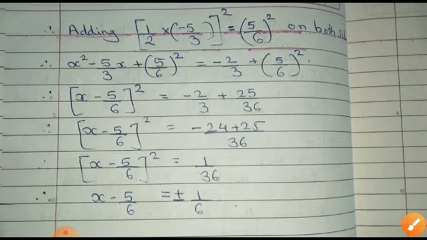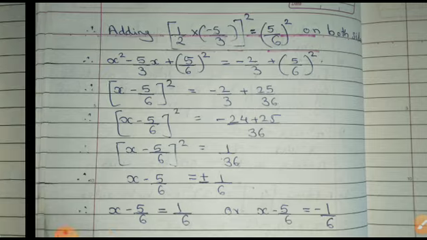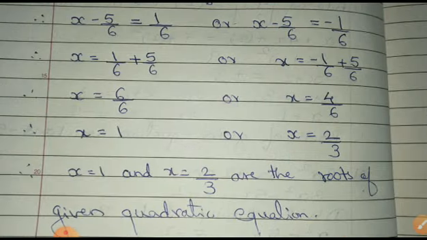So x minus 5 by 6 will be equal to plus or minus 1 by 6. So I'll be getting x minus 5 by 6 either equal to 1 by 6 or x minus 5 by 6 equal to minus 1 by 6. Simplify it and you'll get the answer as x either equal to 1 or x equal to 2 by 3.